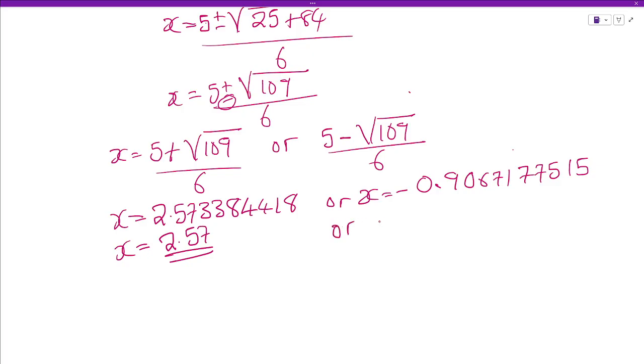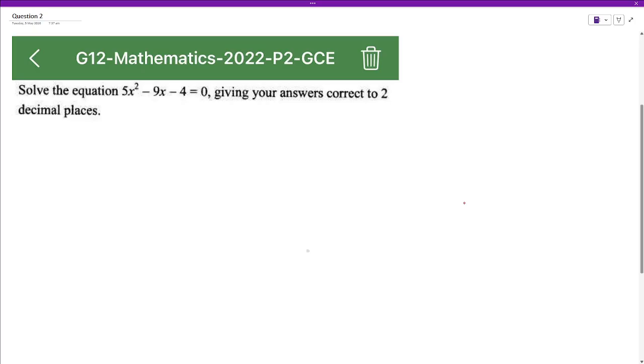And then we say x will be equal to negative 0.91. Okay, this 6 is rounding the 0 upwards. And we are done. That's our final answer there. We got the next one.